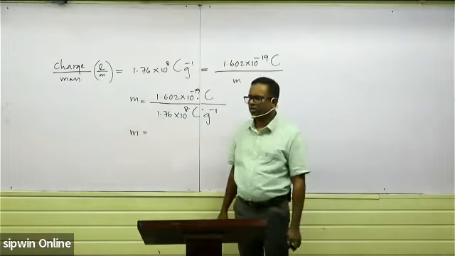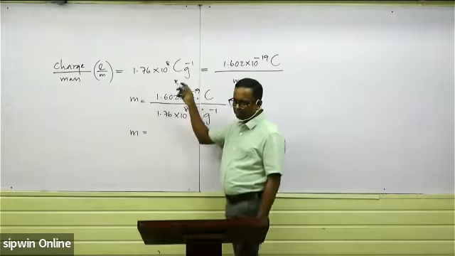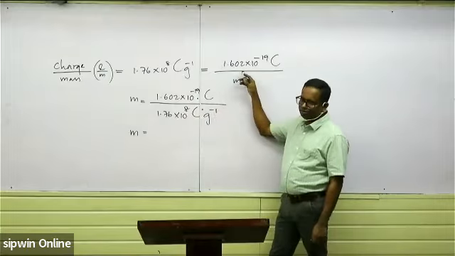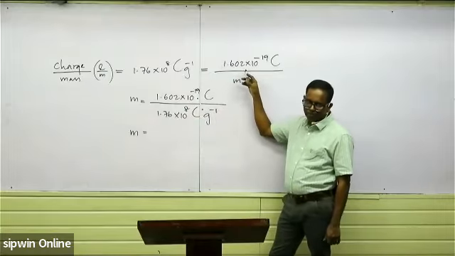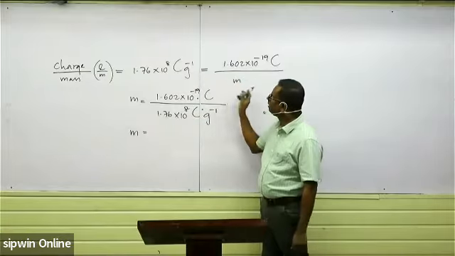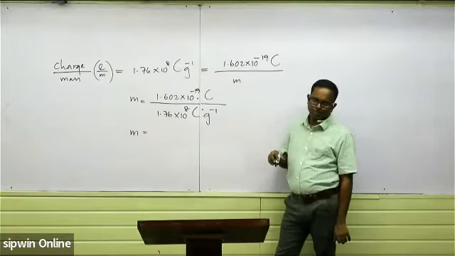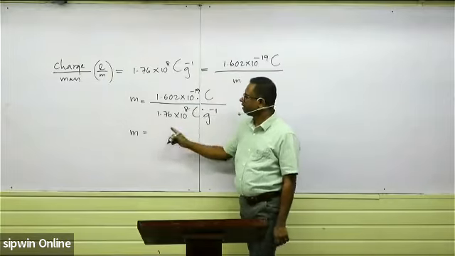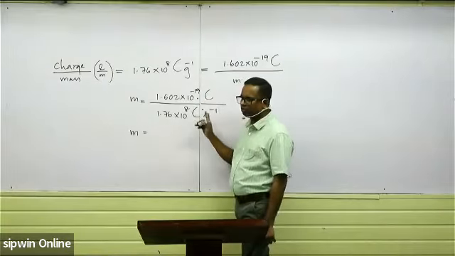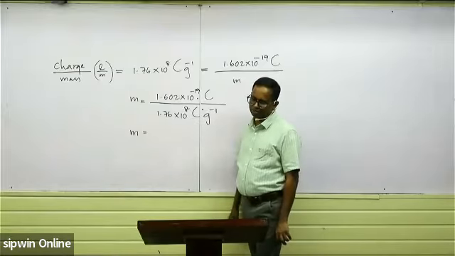Okay, understood? The net value is e divided by m. The e value is this one, e meaning the charge of the electron. We need the mass, so you take this term here. m equals this one divided by this one. In itself, coulomb cancels, per gram comes to this place, and we get the answer in grams.